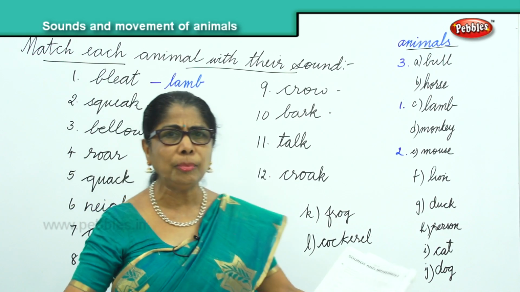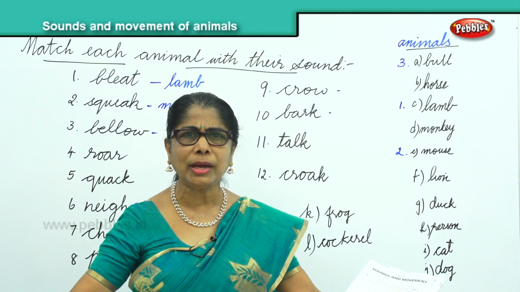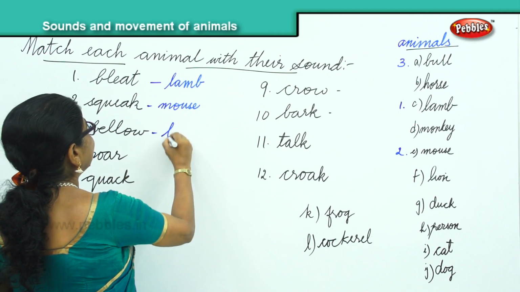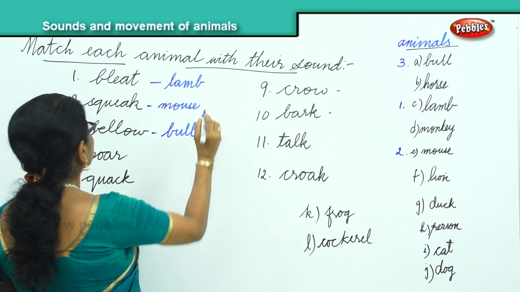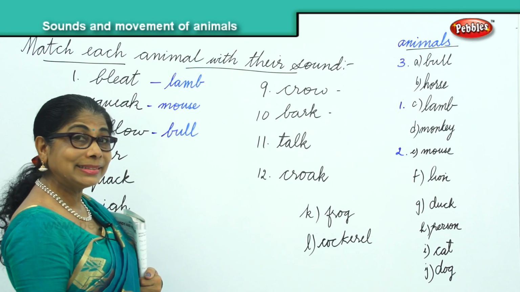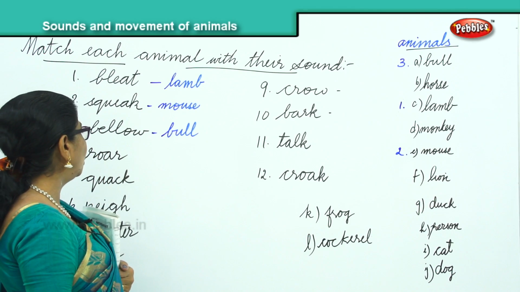Mommy will say, why do you bellow? Why are you like a bull? Bellow. Very good. Bull. So, lamb bleats, mouse squeaks and a bull bellows.